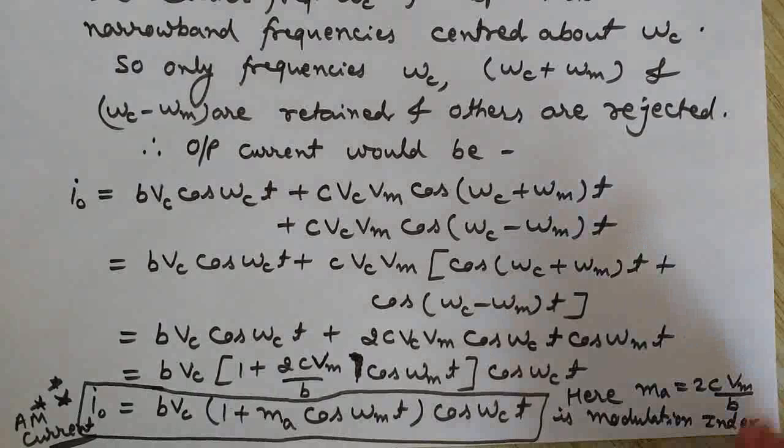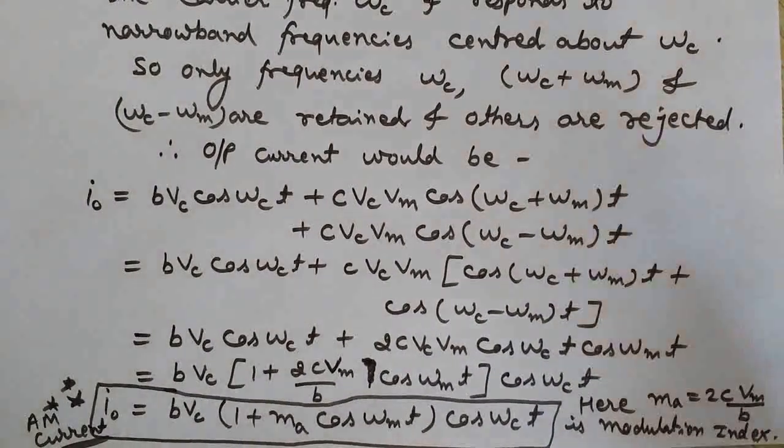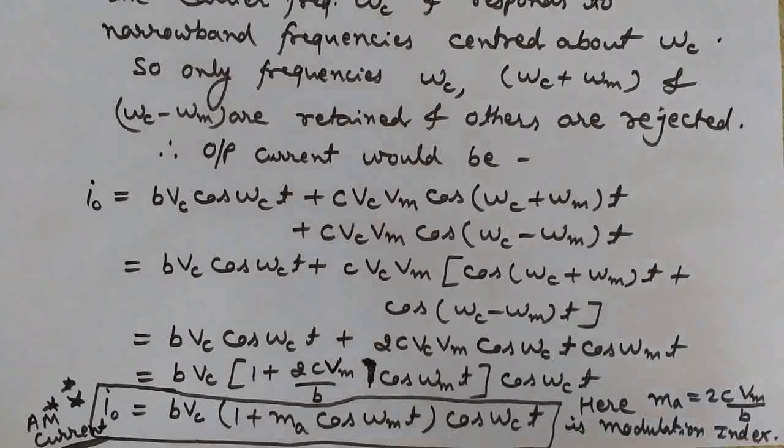So I think you got the concept of the square law diode modulator: how we have used a non-linear resistance device like a diode, passed two AC voltages having different frequencies, and used a tuned circuit to retain only the three terms: carrier, upper and lower sideband frequencies. In this way we can produce an AM wave.